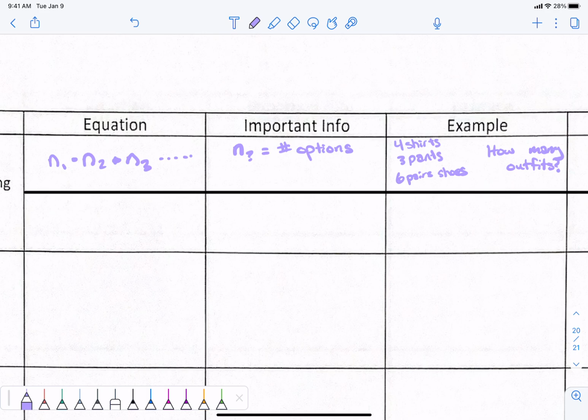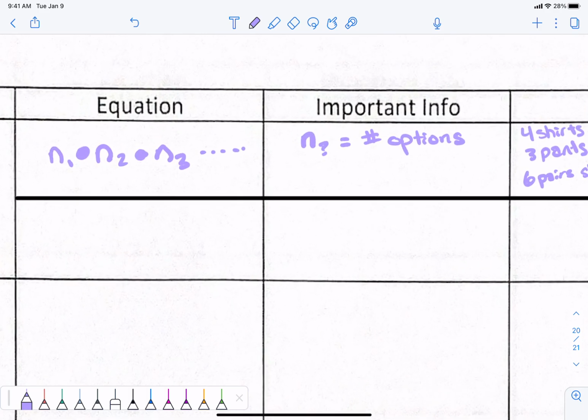Now if there's anything on here that doesn't make sense, like if you don't know what n equals the number of options, write it down in your own terms. That way you can understand it when you go to use this on the test. If what I'm writing down doesn't make sense to you, just write it in your own terms or ask me and I'll explain it in a different way. Does that equation say n1 times n2 times n3? My times don't look very timesy. So n1 times n2 times n3. Good question. Okay. All right.